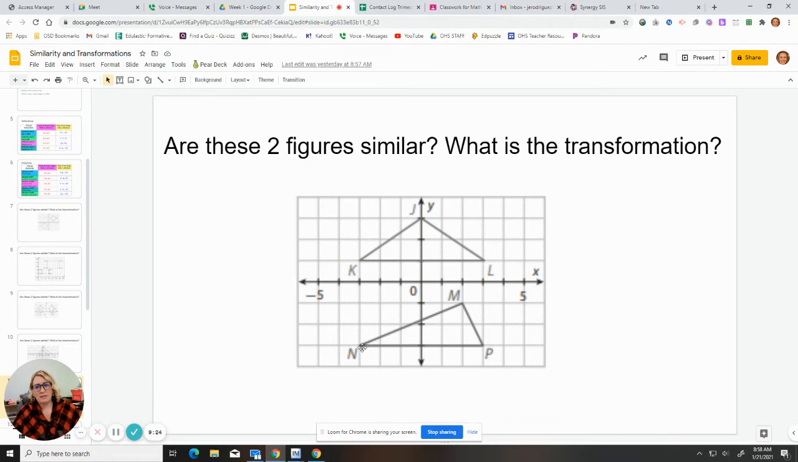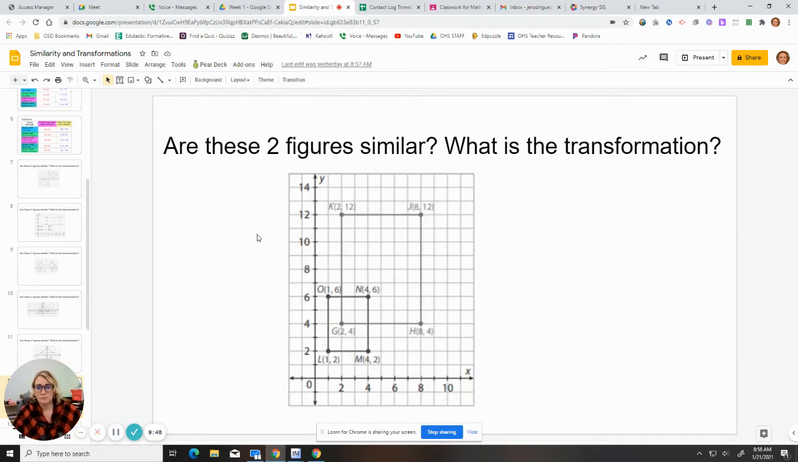Okay, what do you think about this one? Do you think these figures are similar? Okay, hopefully right off the bat you would notice, no, they are not. These triangles look totally different. So yeah, they're both triangles, but they both look totally different, which means they cannot be similar. There is no transformation. So you would just say not similar and you would move on.